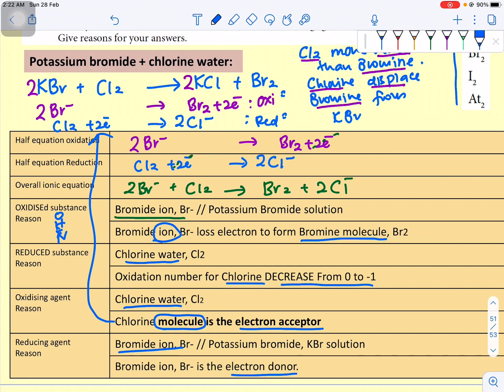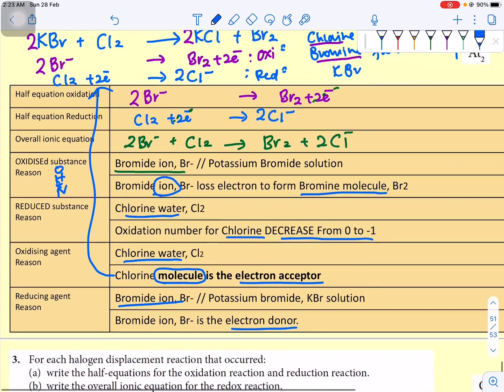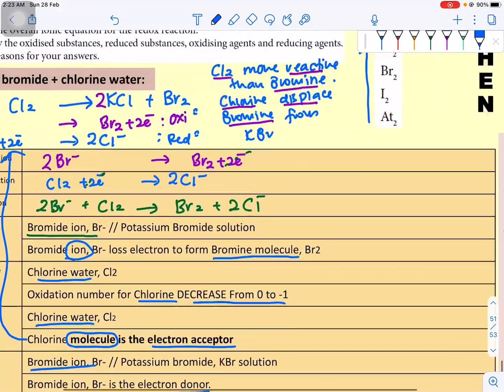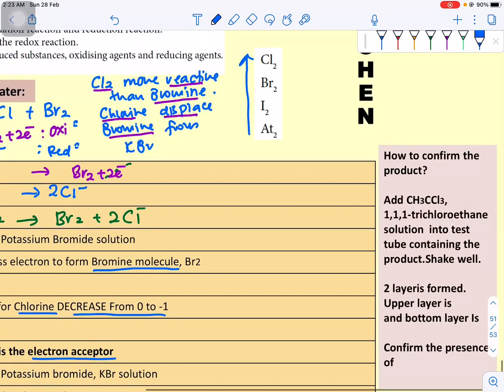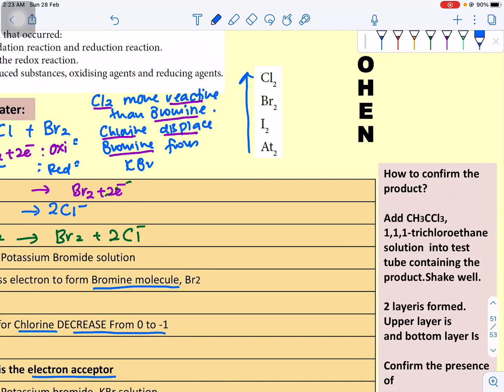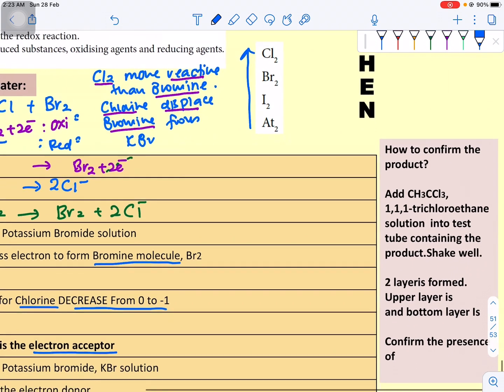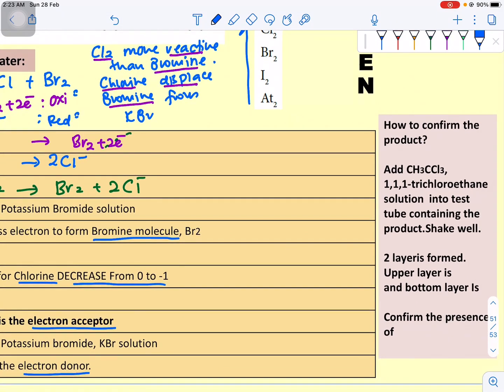And then the idea is kalau halide jadi halogen, halogen jadi halide, itu je pertukaran dia. Okay. And how can we confirm that the product yang kita dapat ni memang betul adalah bromine, the halogen, bukannya kekal chlorine ada dalam tu? Macam mana kita nak double confirm kan? Okay, kita akan run the test. So kita akan add 111 trichloroethane in the test tube, shake well, and 2 layer is formed. Because this is bromine, the upper layer is brown and the bottom layer is also brown.